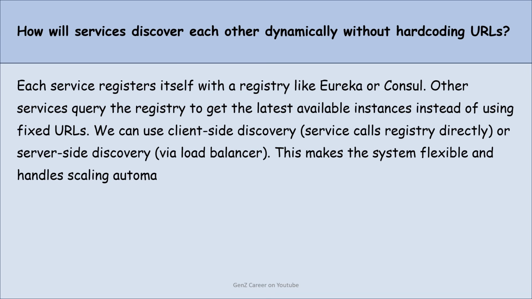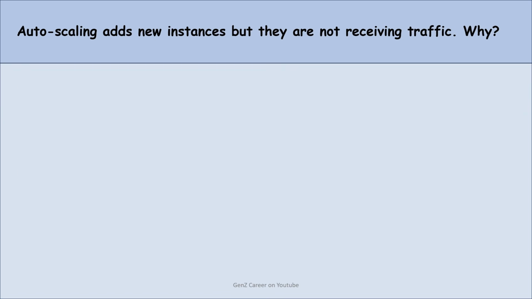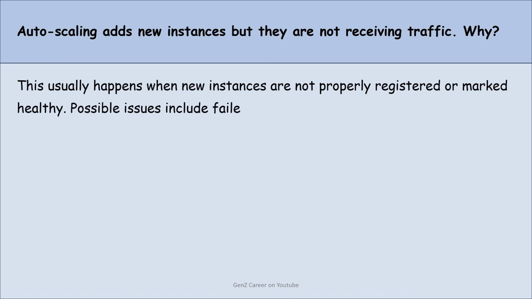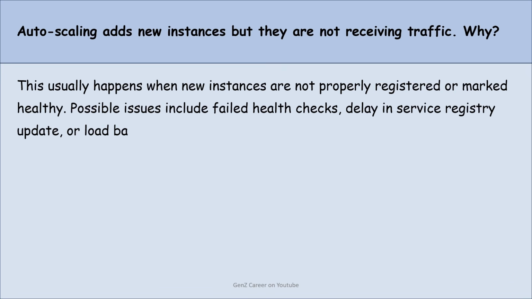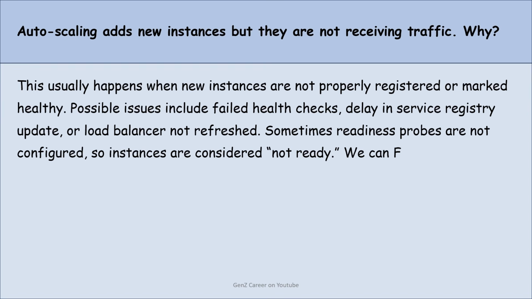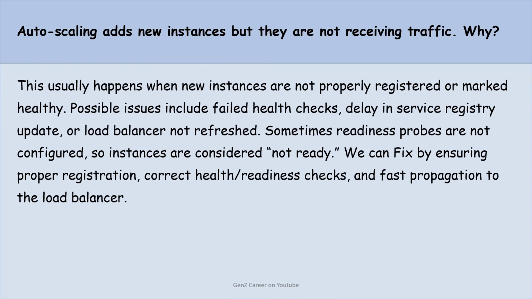Next question is, auto scaling adds new instances but they are not receiving traffic. What would be the reason? So basically, this usually happens when new instances are not properly registered or marked healthy, right? Possible issues include failed health checks, delay in service registry update, or the load balancer not being refreshed. Are you getting my point? Sometimes readiness probes are not configured, so instances are considered not ready. We can fix this by ensuring proper registration, correct health and readiness checks, and fast propagation to the load balancer.